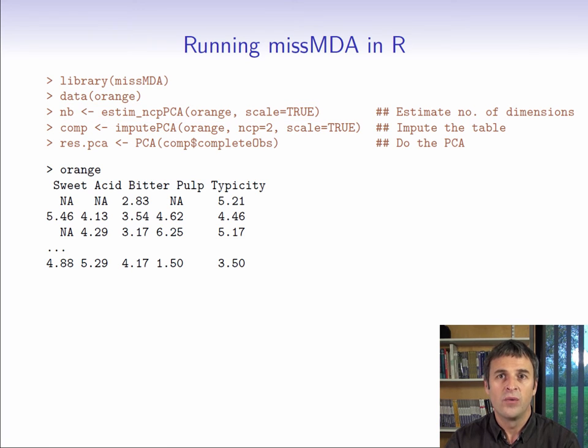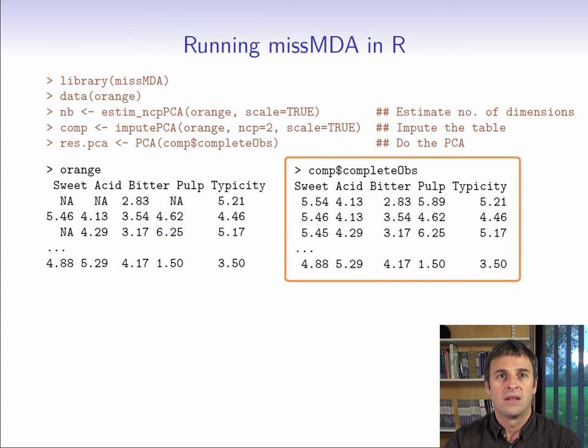In our example, we get that the estimated optimal number of components is 2. This is the number to use when imputing the missing data. We can then run the imputation algorithm using the iterative method we talked about earlier, where the 2 means that we want to use 2 PCA components, and scale equals true because we want to use this standardized PCA to impute the missing data in the table. The resulting imputed data table is found in the completeObs object.